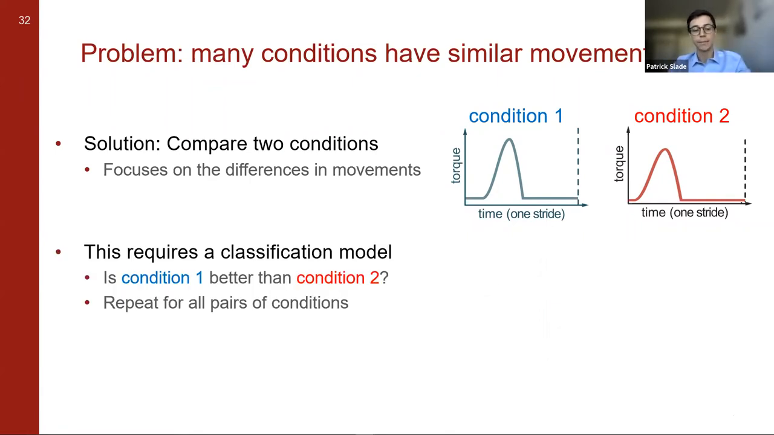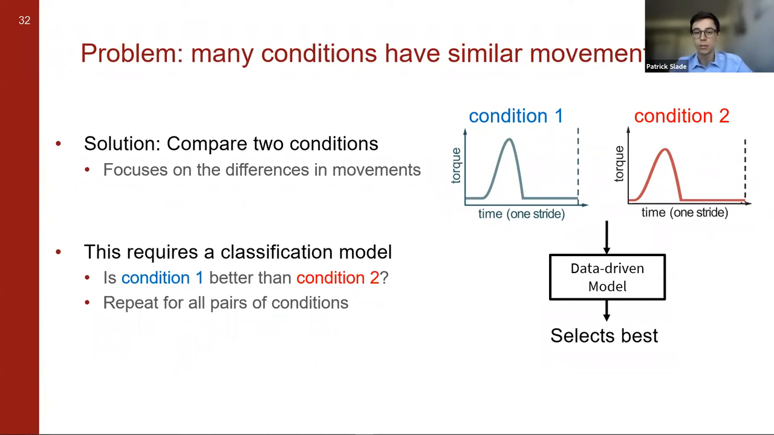And the major point here is that rather than directly estimating a value for energy expenditure, we're just going to use a classification model and say, based on these differences, is condition one better than condition two? And this really simplifies our problem so that we can try and understand how these small changes impact the metabolic cost. We're then going to repeat this for all pairs of conditions and rank which conditions we find best. And that's how we'll ultimately select personalized assistance for a person. You can think of this as taking condition one and condition two, subtracting their motion data and passing the difference into the data-driven model, which is going to then just pick the best.